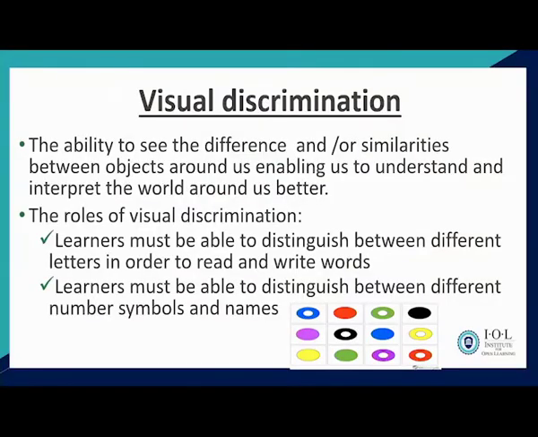Right, now what are the roles of visual discrimination? The learners must be able to distinguish between different letters in order to read and write words. For example, the B and the P, or the B and the D. Many learners are confused with the B and the D. So visual discrimination helps these learners to see the differences and the similarities between objects, like letters in this case. And then learners must be able to distinguish between different numbers, symbols, and names.